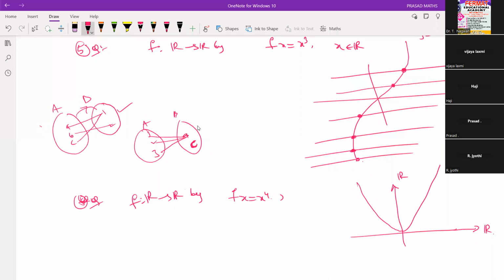Is it an onto function? No, sir. Why? Because if you draw a line parallel to the x-axis, suppose you take the line y equals 1, it definitely intersects the given curve at least at one point. Suppose you take another such line, it definitely meets. But is it onto or not? No, sir, not onto, because of negative numbers. Why? Look at the codomain.